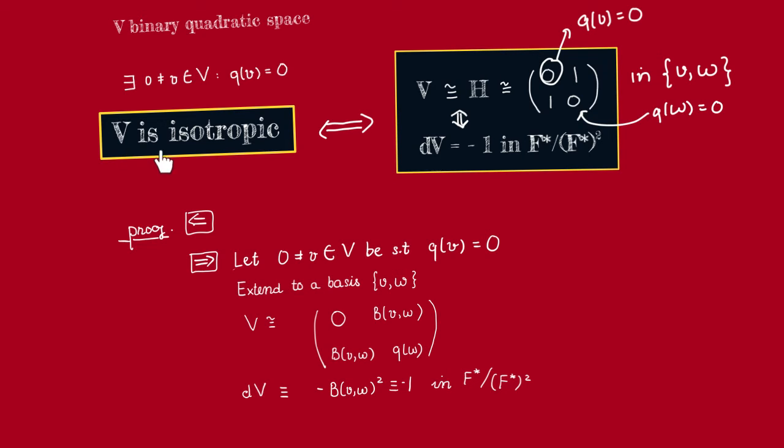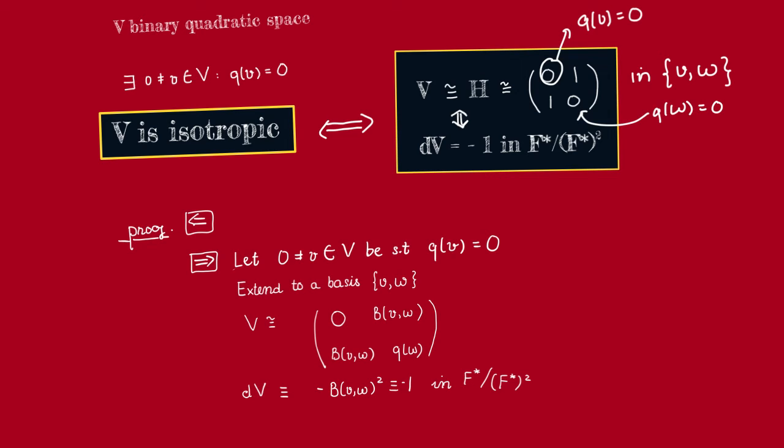So suppose that V is isotropic, so that we can actually find some non-trivial 0 of the quadratic form. Why is it that V must be isometric to the hyperbolic plane? Now, here we use the previous characterization. We are going to show that the discriminant of V is minus a square.